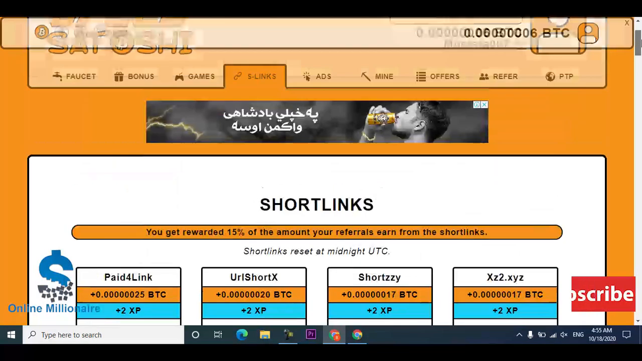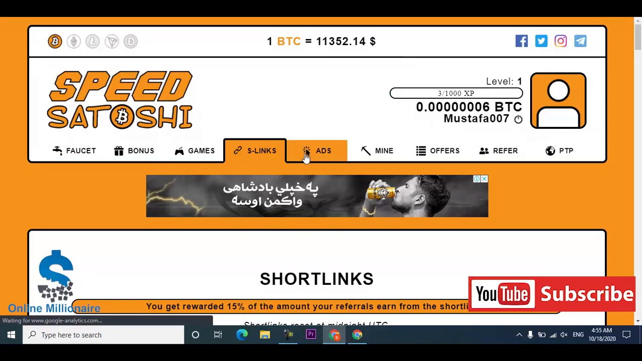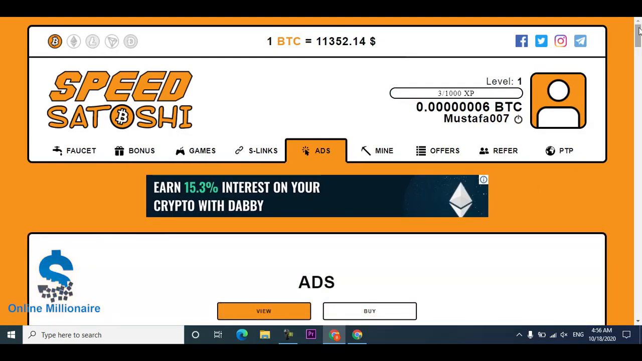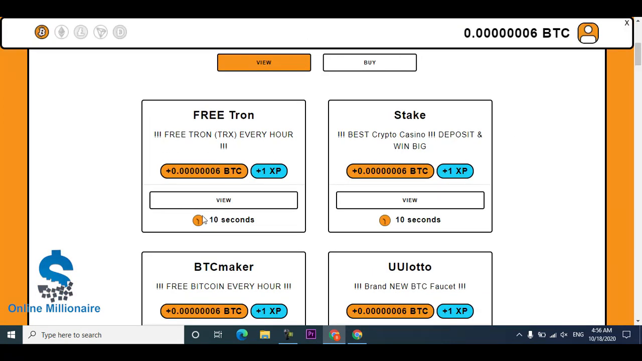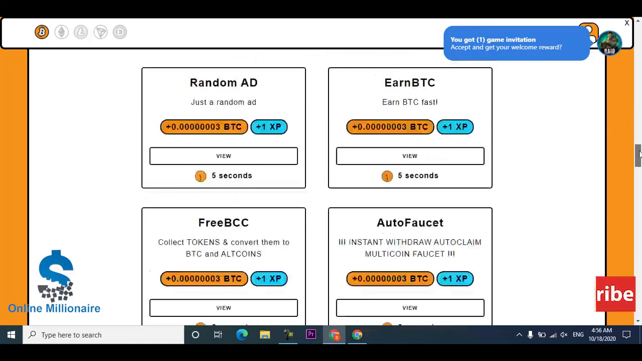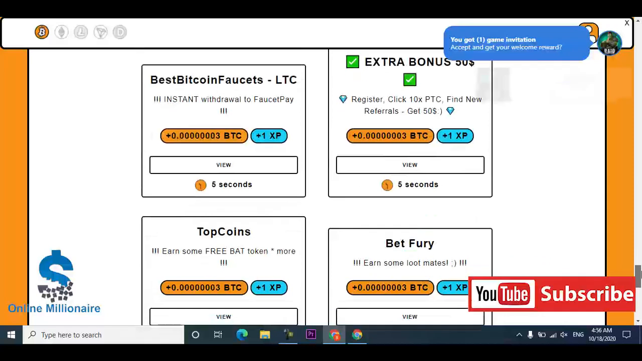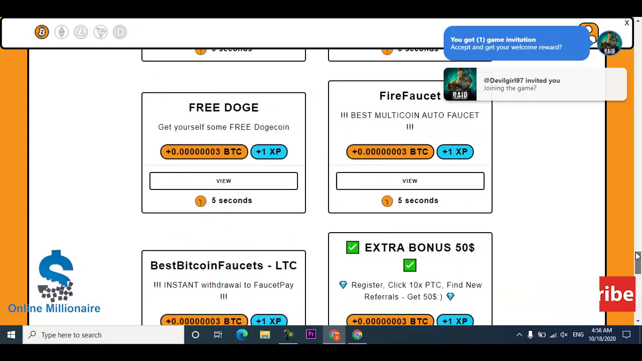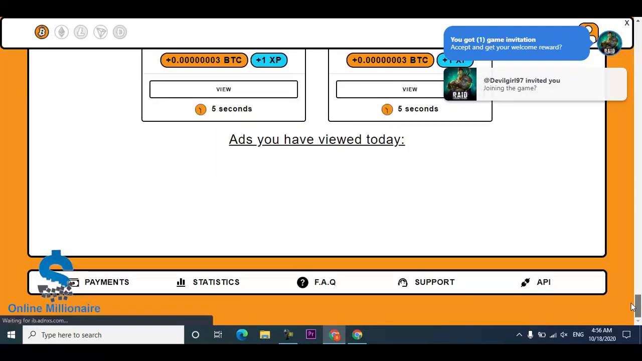And the next one is watching ads. Just watch ads and you can earn. The watching ads takes very few seconds. Okay, you can see 10 seconds for 6 BTC, and these are all the available ads on this website. This website pays you very high payment. Okay, very high payment, and you can also claim it.